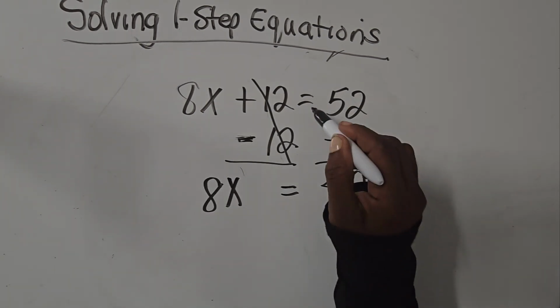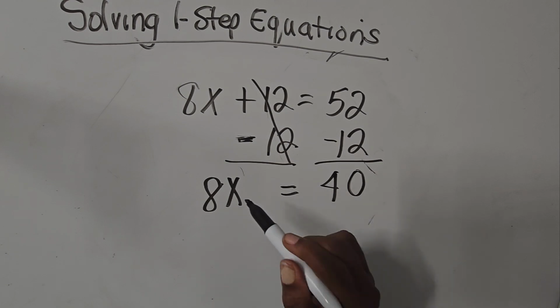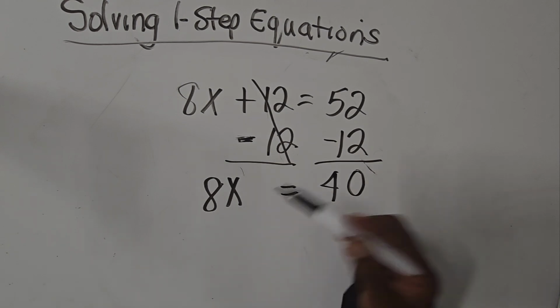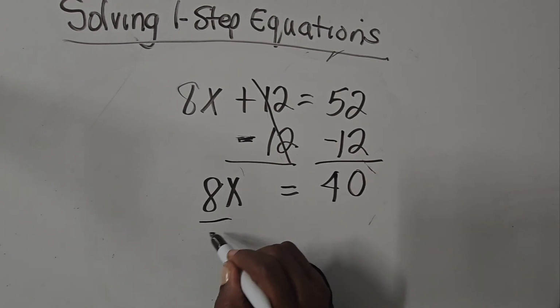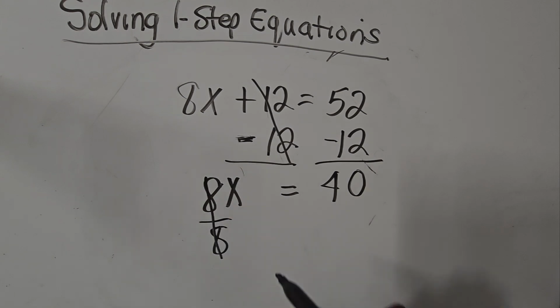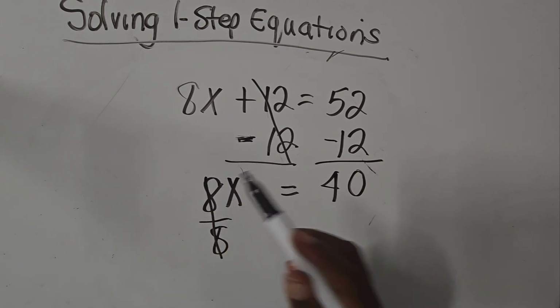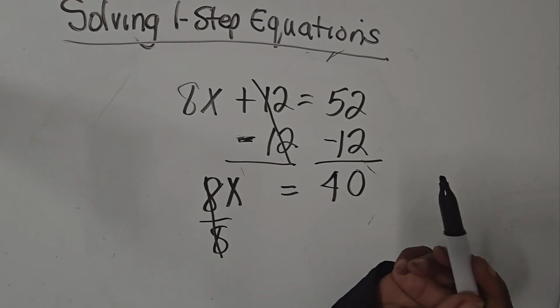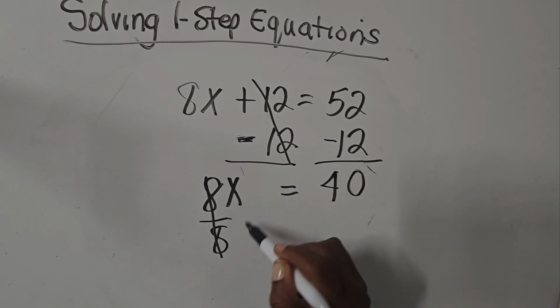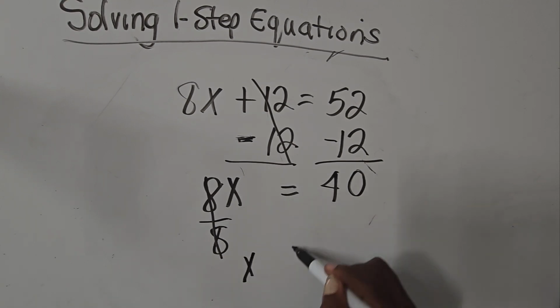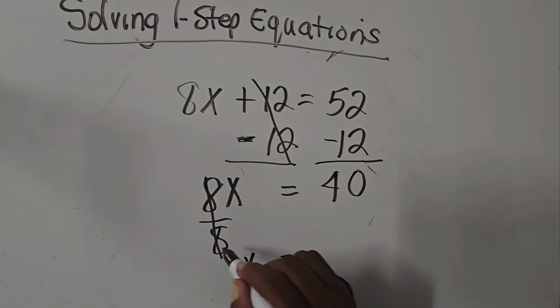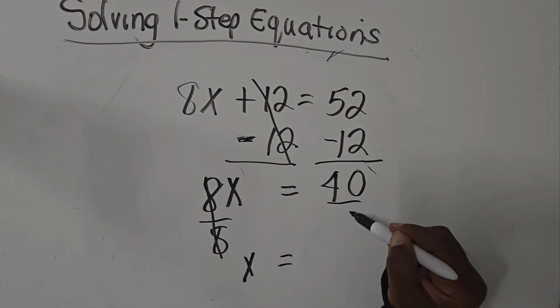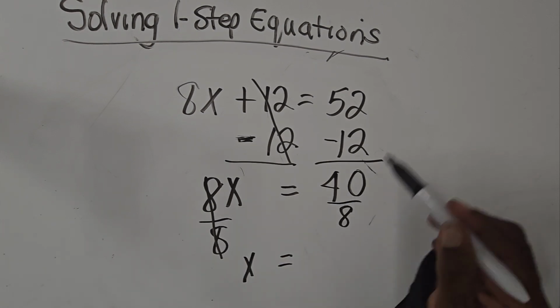Bring my equal down. So now I still can't solve because, wow, I have an 8 next to it. So I'm going to divide this by 8. 8 goes into 8, 1. So I have 1x or x. 1x and x is the same thing. X is 1x. I bring my x down. I bring my equal down. I divided this side by 8. So I divide this side by 8.